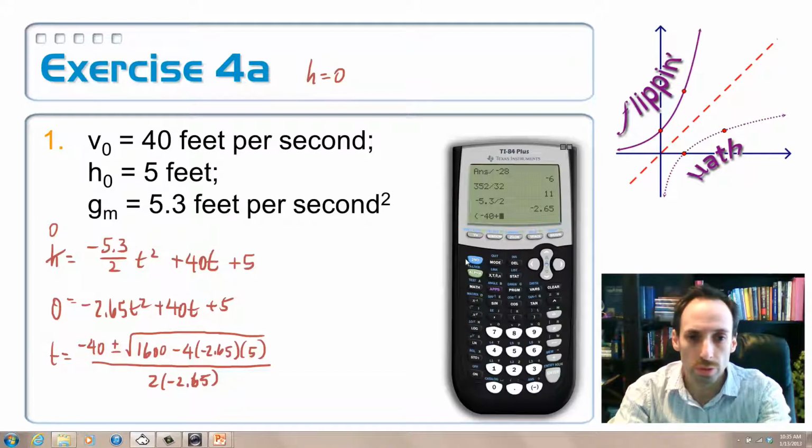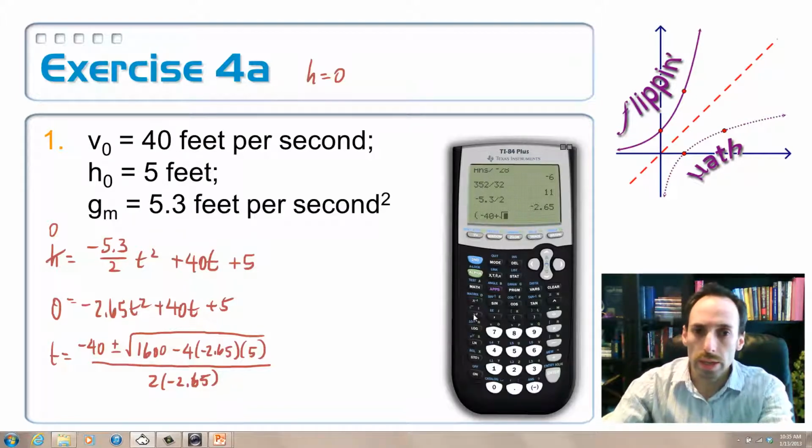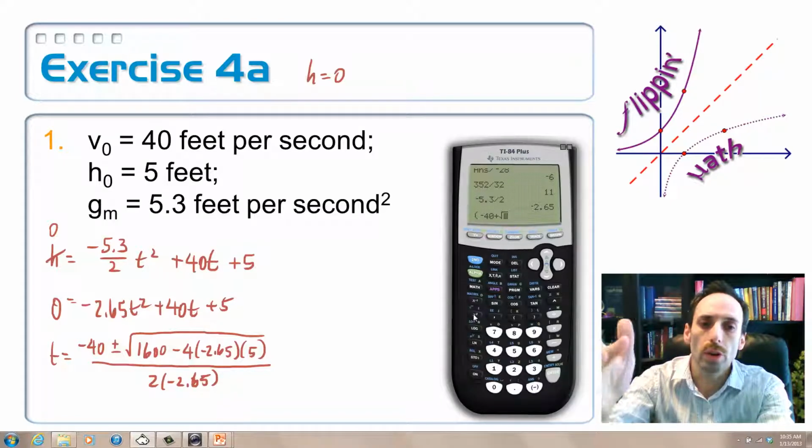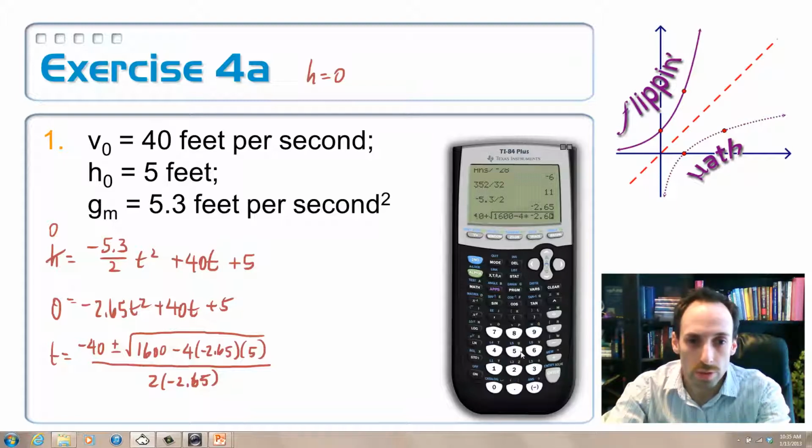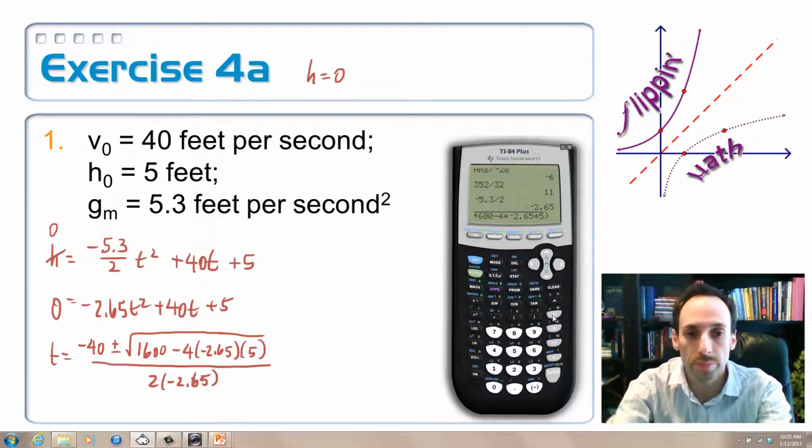Let's do the plus one first, and then the square root. Inside the square root, now if you have the old calculator, it opens up parentheses. This one's the newer operating system, I don't have to do that. 1600 minus 4 times a, which was negative 2.65, times c, which is 5. Okay, I need to get out of this and then close the parentheses on the whole top.